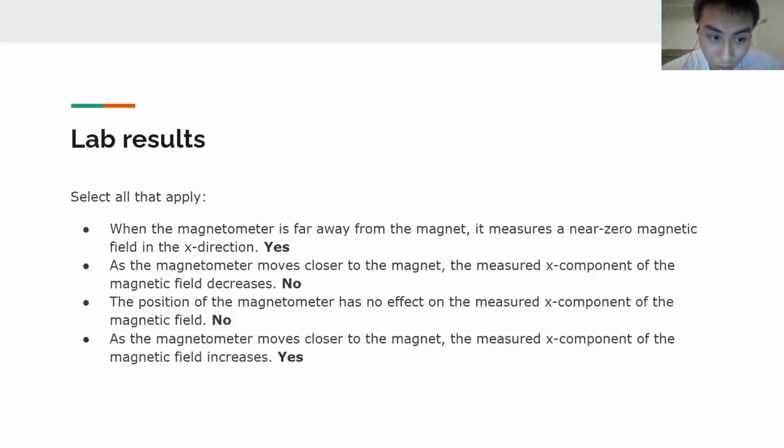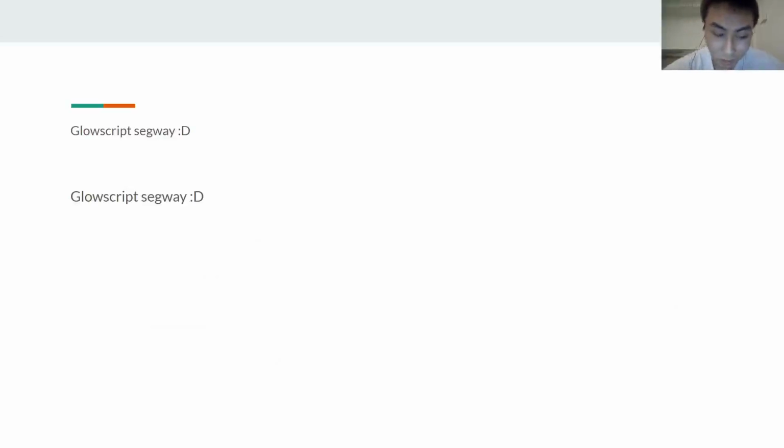So for the lab results, we see that when the magnetometer is far away from the magnet, it measures near zero magnetic field. As the magnetometer moves closer to the magnet, the measured x component of the magnetic field increases. The closer we get, the more the magnetic field increases. And the position of the magnetometer does have an effect on the measured x component of the magnetic field. Now time for some Glowscript.